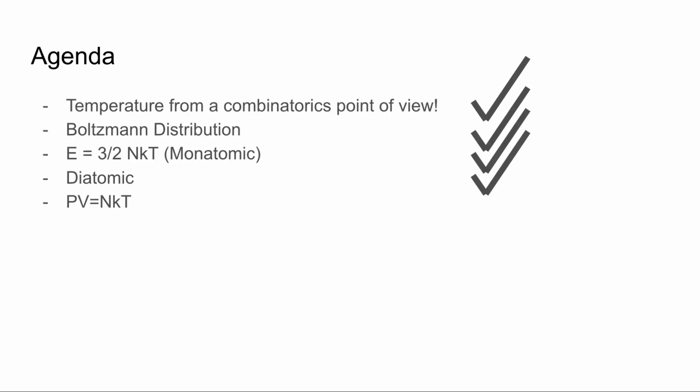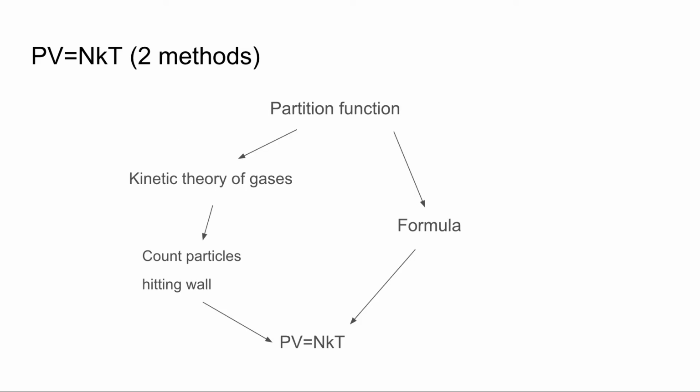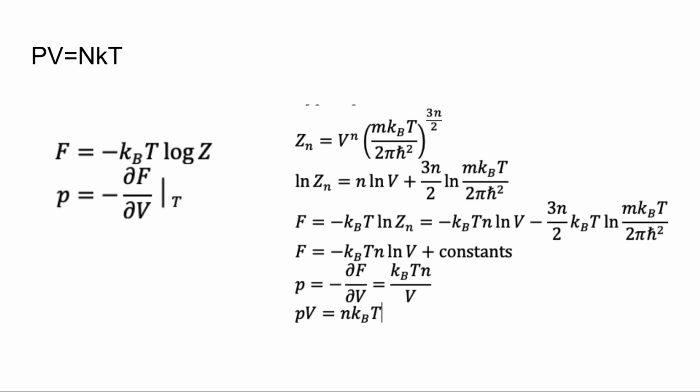So now we have covered all this already, and let's go to the last part. So PV equals nkT. There's two methods. One is going through the kinetic theory of gases, which is much more convincing. The left one is a longer one, but I'll be showing the right one because it's just a formula. So the point is, there's also something called the free energy you can define, which is this quantity over here, and then using that you differentiate the free energy with respect to volume, you can get the pressure.